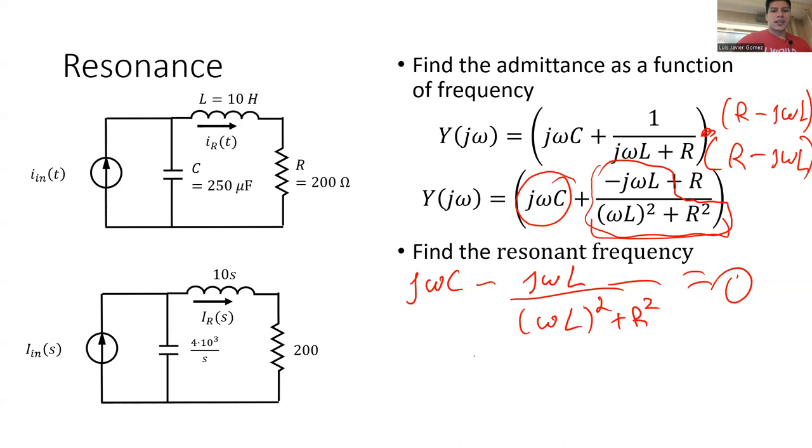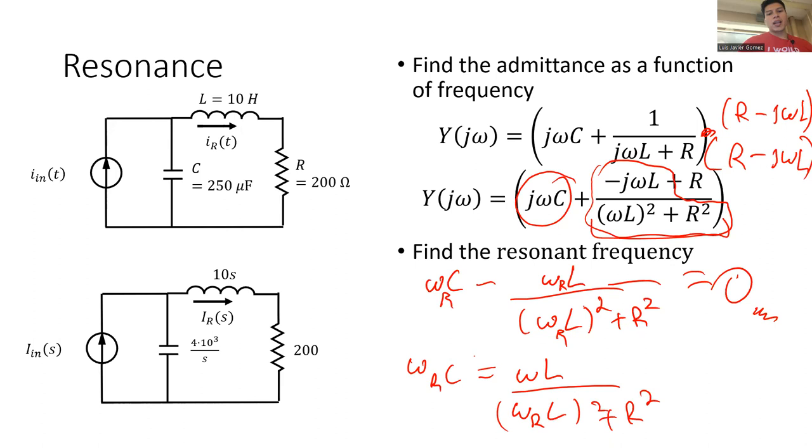Sorry, this should be omega R and omega R and omega R, because now we're setting the imaginary part to zero. The J's, of course, cancel because they're common to everything. And now we actually have to solve this. Basically you can move the omega R C to the other side. Then you have omega R C equals omega L over (omega R L squared plus R squared). Then you can multiply both sides by the denominator to get rid of it, so I'm going to do that.